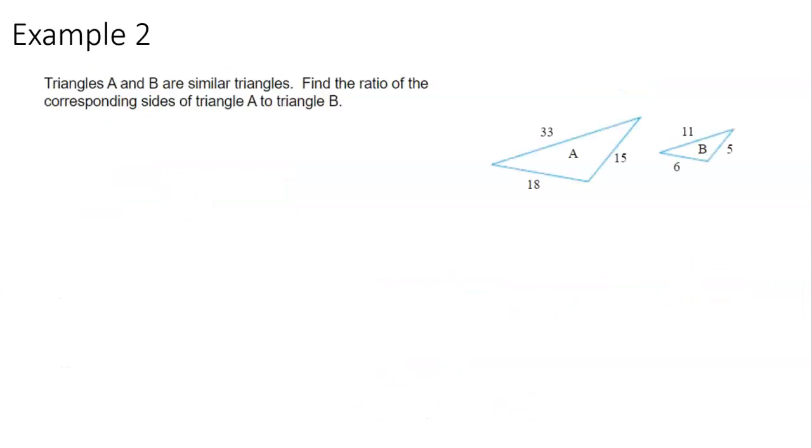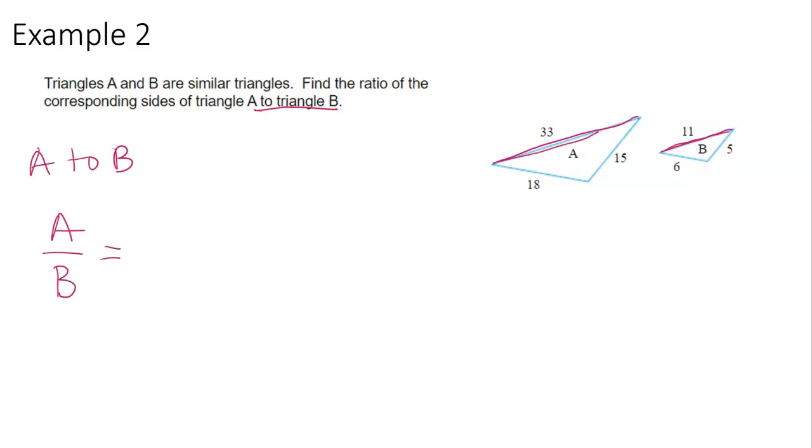Triangles A and B are similar triangles. Find the ratio of the corresponding sides of triangle A to triangle B. So they don't want us to actually find the values of anything here at first. Let's just find the ratio. If we look at this, remember that everything has to be scaled equally. They want us A to B, so the order does matter, A to B. That's the same as A over B if we think about our ratios.